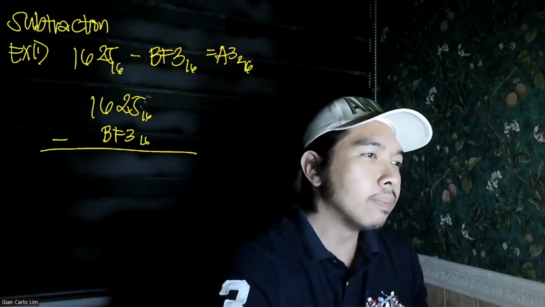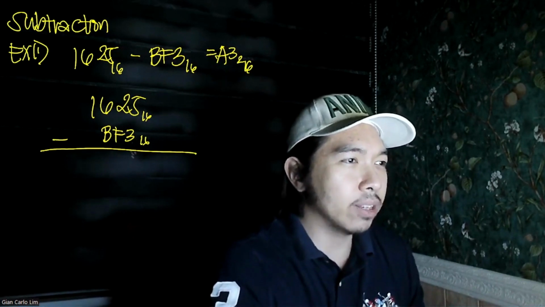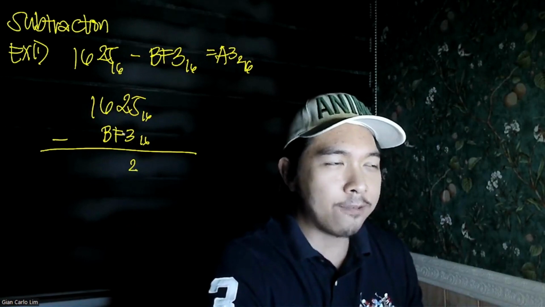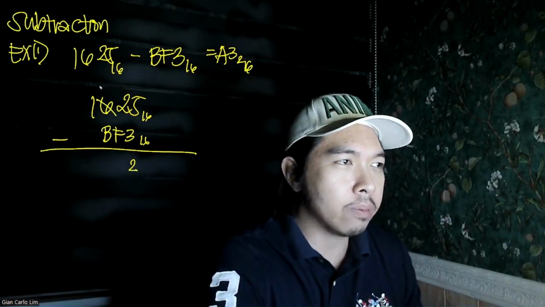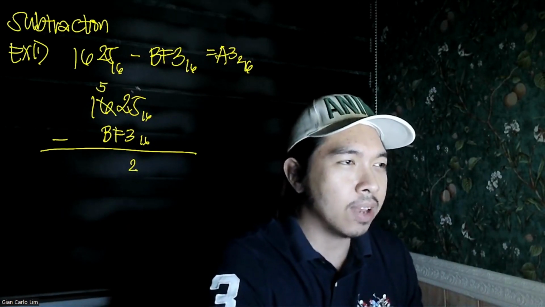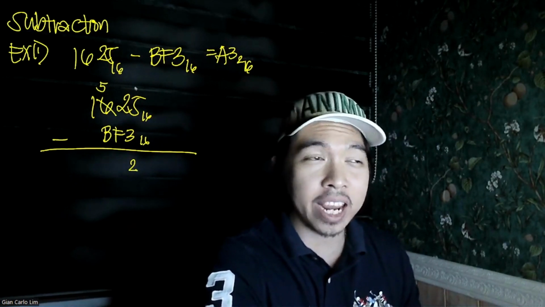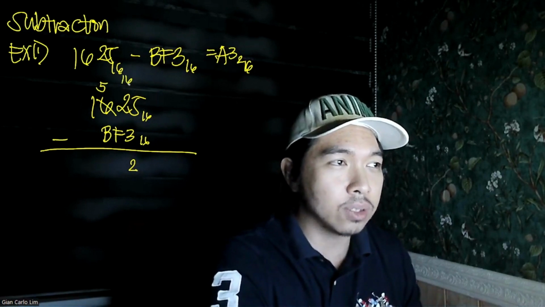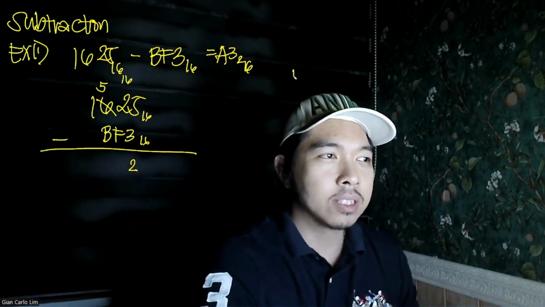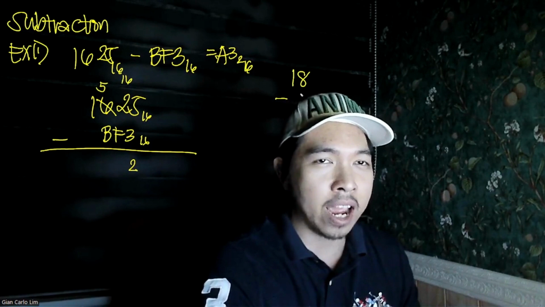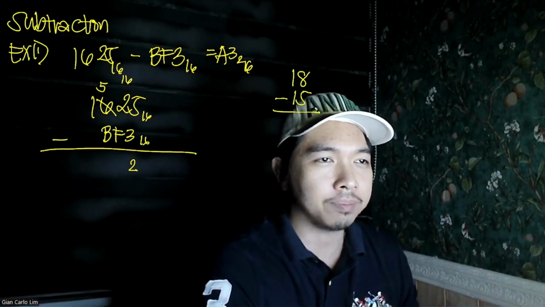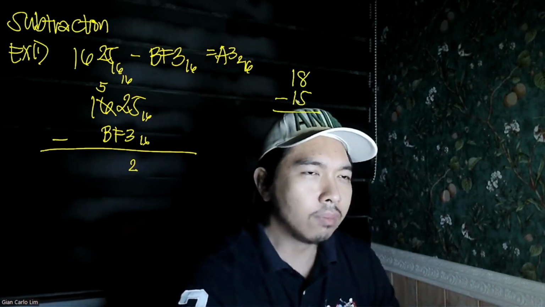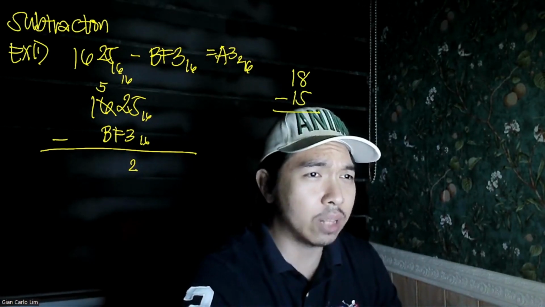Alright. Deduct. 5 minus 3, so that is 2. Okay. Like decimal lang din. 2 and F cannot be, so let's borrow 1 here. So this will become 5. And then instead of adding 10 or 8, since this is hexadecimal, we're going to add 16. So 16 plus 2 is 18. So 18 minus, what's the value of F? We know that is 15. F is 15. So 18 minus 15, so that would be 3.